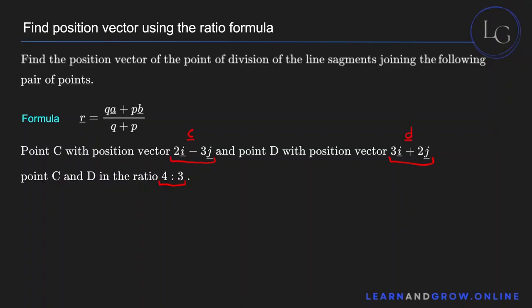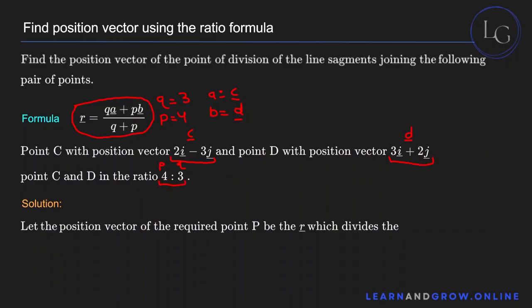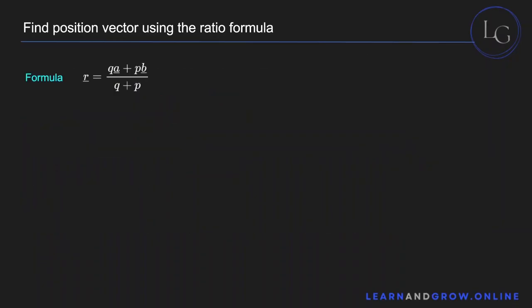Now, here's the thing. This is the ratio that they are divided by. So this 4 we'll call P, and let's call this one Q. In this case, let's just take this example over here. Q is equal to 3, P is equal to 4, and A is equal to C, and B is equal to D. Okay, so that's clarified. Now let's just plug in the values. We have to find R. This is the formula, and so we found out Q to be equal to 3, right?